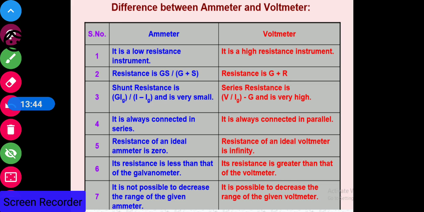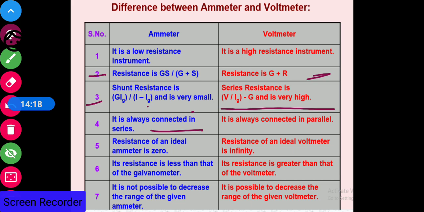Now the difference between the ammeter and voltmeter we can tabulate like this. Ammeter is a low resistance instrument. Voltmeter is a high resistance instrument. Effective resistance of the ammeter is Gs upon G plus S. Effective resistance of the voltmeter is G plus R. Shunt resistance is Gig upon I minus Ig, we get this by simplifying the equation, and it should be very small. Series resistance is V upon Ig minus G, and it is very high.